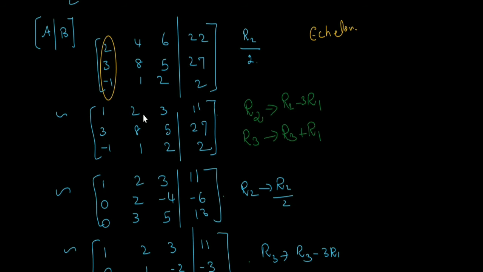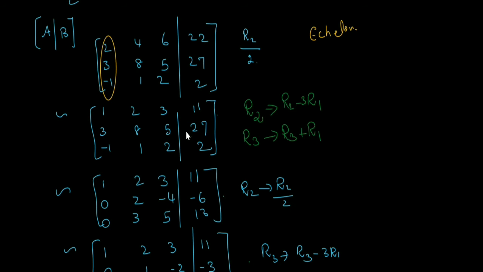So divide throughout by 2. So you have made it as 1, 2, 4 by 2 is 2, 6 by 2 is 3, 22 by 2 is 11. So the first element, try to make it as 1. So we have made it as 1. Then you have to see the elements below 1, that is 3 and minus 1. So all the entries below this should be 0. So we have to make this as 0.